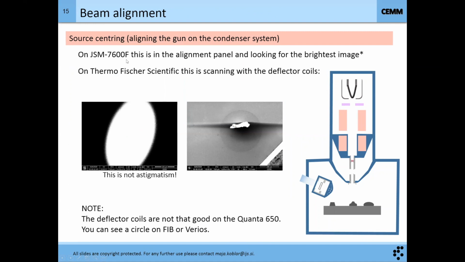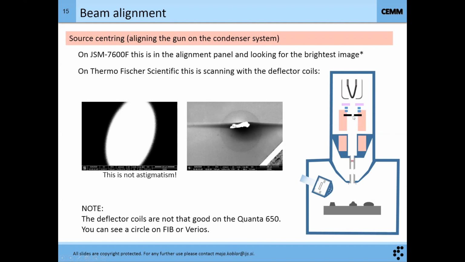I don't know if anybody used it on the 7600F, but it's quite tricky because you're looking for the brightest image and not a lot of people use it. On the Thermo Fisher Scientific, this is really good because they use the deflector coils, which are located here, and they turn off the scanning coils.